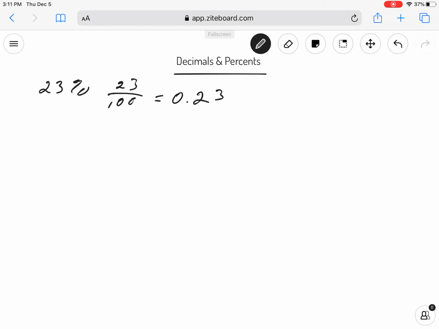Okay, 4% we write as 4 over 100. And if we do the division, we get 0.04. Fairly simple.